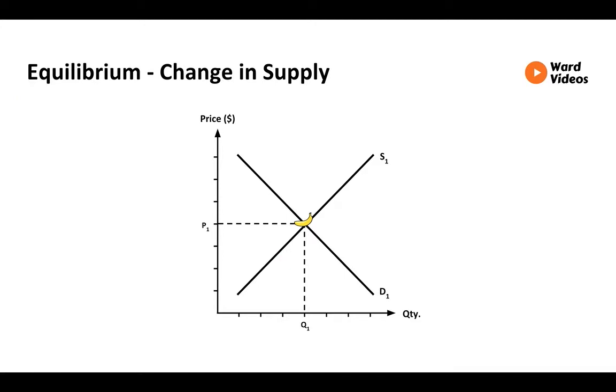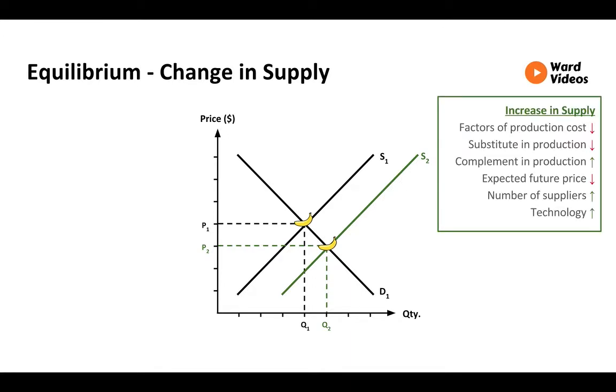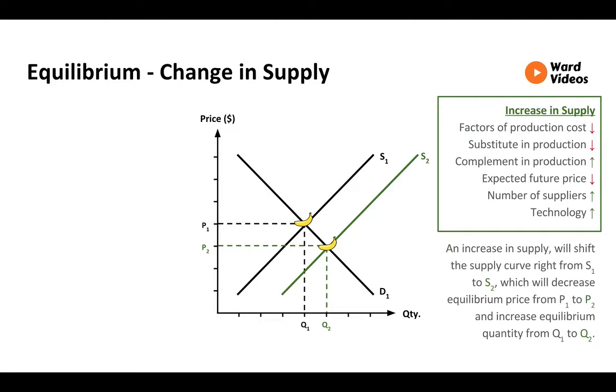A change in supply will shift the equilibrium price and quantity. If there is an increase in supply, this will shift the supply curve right from S1 to S2. This may be because of factors such as production costs decrease, substitutes in production decrease, complements in production increase, expected future price decrease, number of suppliers increase, or technology increases. This will decrease equilibrium price from P1 to P2 and increase equilibrium quantity from Q1 to Q2.